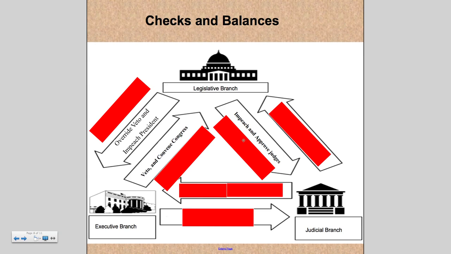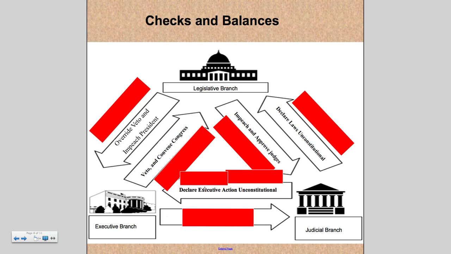The legislative branch has the power to impeach and approve judges that the executive branch chooses. So that's a power to check the judicial branch. They have the power to kick judges out of office if they do something unconstitutional or against the rules. Whereas the judicial branch has the power to declare laws unconstitutional that the legislative branch passes, such as the civil rights laws.